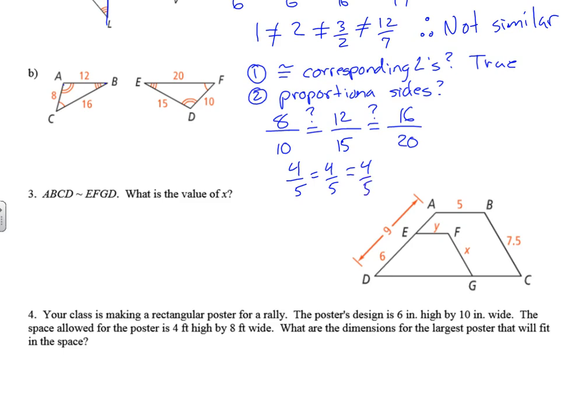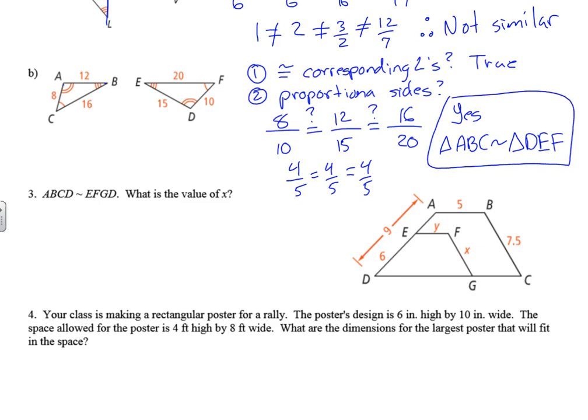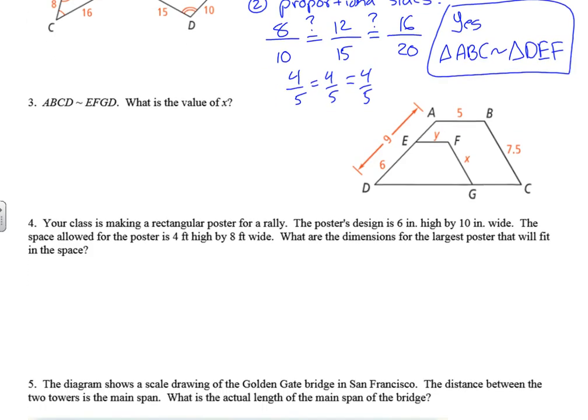those, 4/5. So yes, we could say that triangle ABC is similar to triangle, if we started with A, we need to start with DEF. Okay, so that's our similarity statement. Okay, now as we look here at number 3, we are told that they are similar. So this is a similarity statement. ABCD similar to EFGD. What is the value of X?